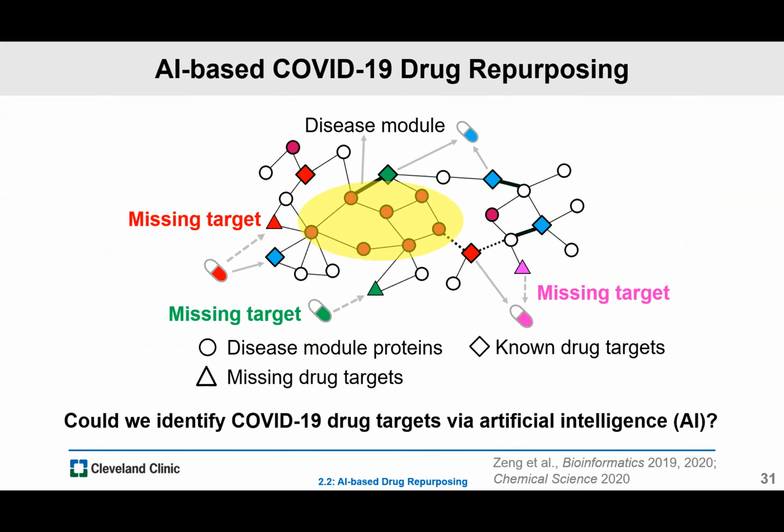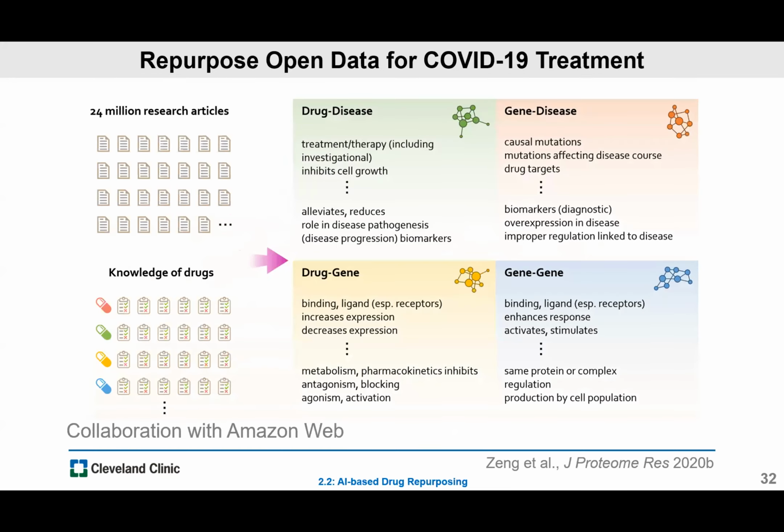The second project I wanted to share with you is after we finished the first project, we know the limitation of the drug target network is that many FDA approved drugs may have multiple targets or multiple proteins, but we don't know which it is. So the second project idea is, could we identify the COVID-19 drug target just using an artificial intelligence or deep learning approach? So after we finished the project, we rapidly moved into what we call repurposing larger scale open data, using this larger scale open data like PubMed data for COVID-19 possible treatment identification.